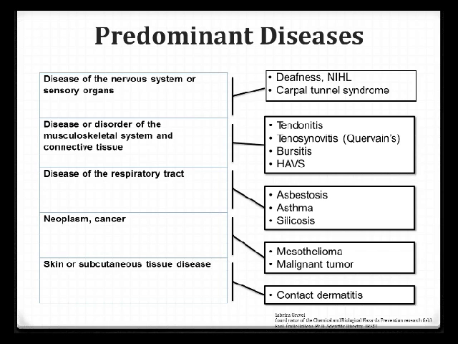If we think of diseases of the respiratory tract, these are things like our asbestosis, our asthma, our silicosis. Many of those diseases, asbestosis and silicosis in particular, have long latency periods, so they may not show up upon first exposure or even short-term exposure. And some of them, like asbestosis, may not even become prevalent until the individual has long been out of a particular environment and exposure.